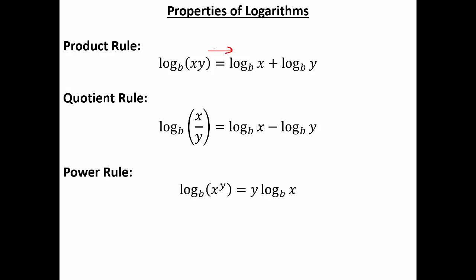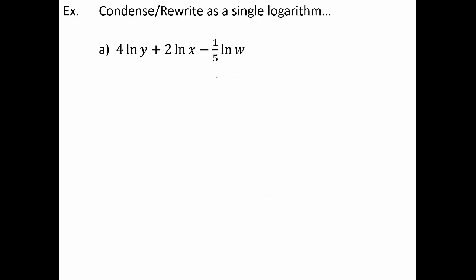Recall that expanding is taking a single logarithm and breaking it into multiple logarithms, whereas condensing, what we're going to do in this lesson, is taking multiple logarithms and rewriting them as a single logarithm. With that in mind, sometimes you'll see the directions written as condense, or you'll see the directions written as rewrite as a single logarithm. I want you to be prepared for either way the directions are expressed. So here I have three logarithms. I want to rewrite these three logarithms as a single logarithm using the properties of logarithms.